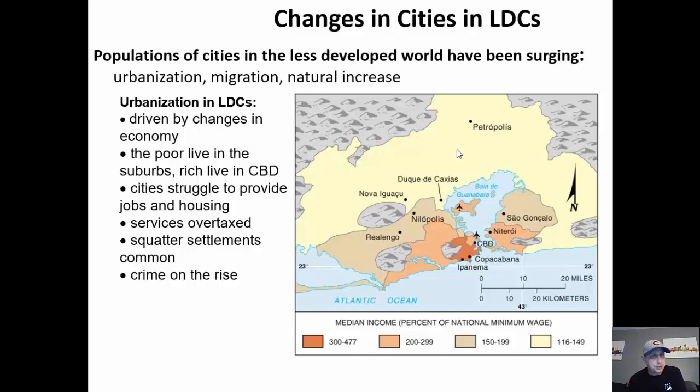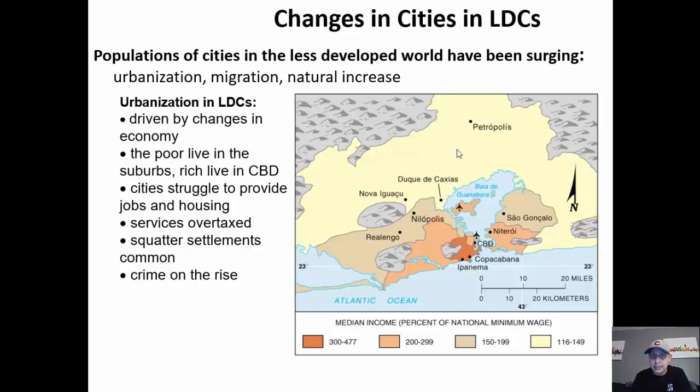Then, of course, we start to see movement to cities. The poor tend to live in the suburbs. They tend to live in the outer edges of cities. It's a lot like Europe. The rich actually live in the CBD, again modeling European cities, and the exact opposite of American ones. These cities often struggle to provide jobs and housing, right? The services are usually especially overtaxed. I mean, if American cities can't provide services any longer effectively, can you imagine what the situation is in a lot of LDC cities, right?